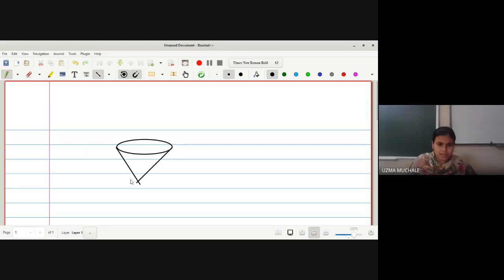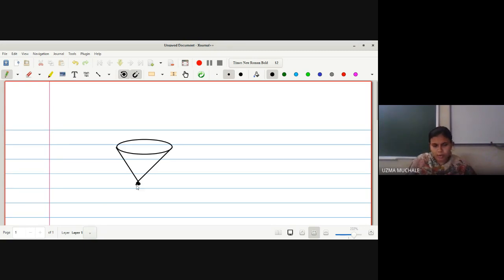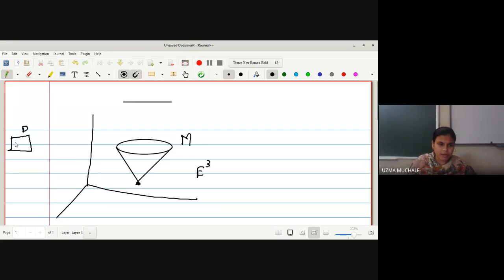Okay, imagine this is a cone. Actually, the image is not like a cone, so that's why I told you. So what you have to do? Suppose I want to find out the proper patch for this point, because this is also one point of a cone, no? This is also a point of your cone. Suppose this is your E3 space, and M is the subset of E3, and now you have to find out the proper patch. For that you should have a domain which is D.